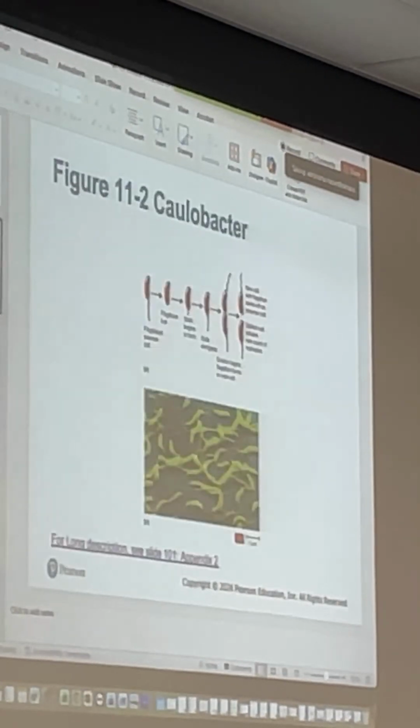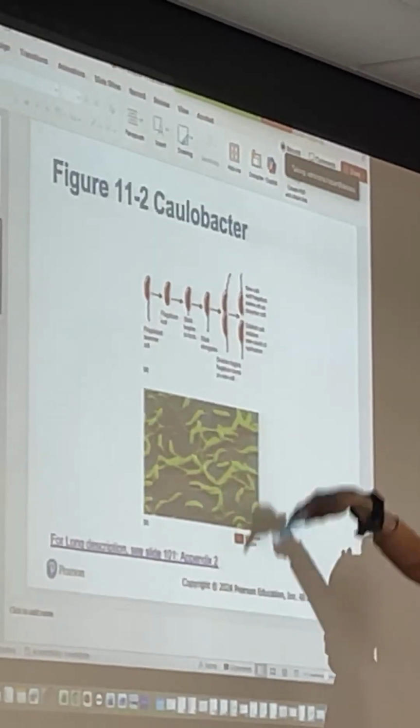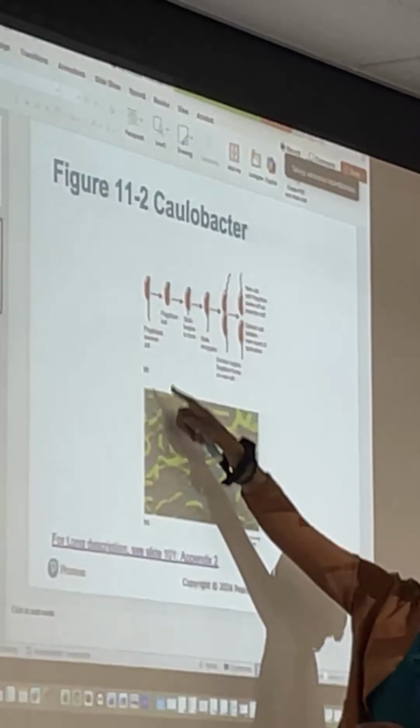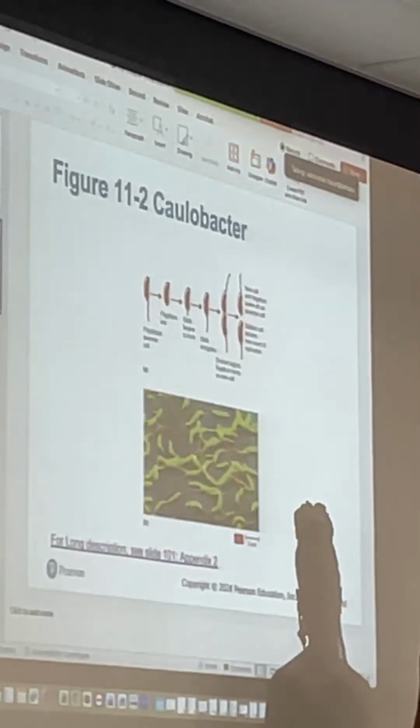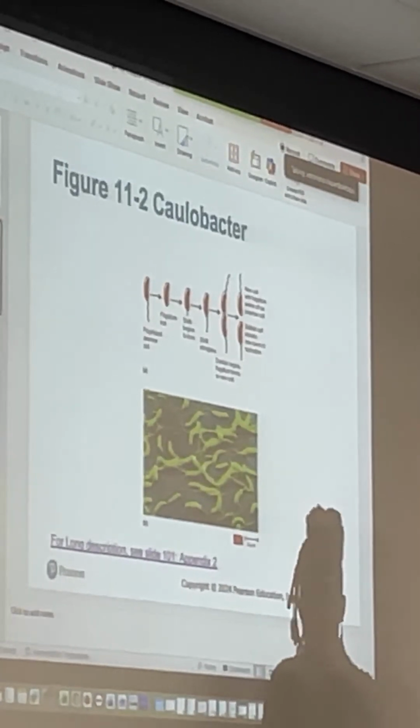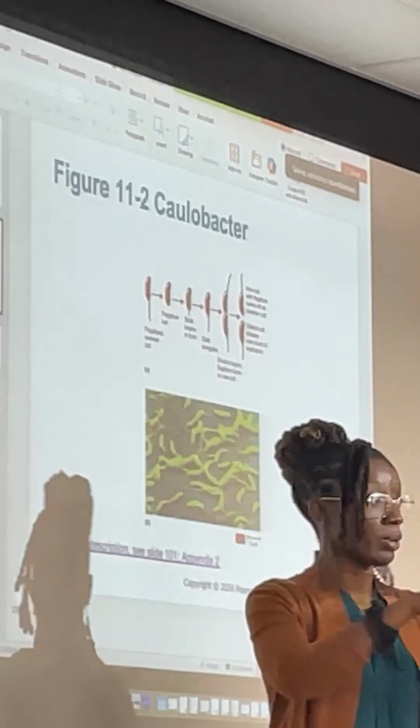All right, so Caulobacter, when looking at this particular microbe, this one is going to be showing figure 11-2. You have this picture that shows a transmission electron micrograph of these little guys. Here you see the flagellated swarmer cell. What's swarmer? What does that mean? Swarming? They can move, right? They can move. Remember I told you about Proteus last week? Proteus can swarm on the plate.